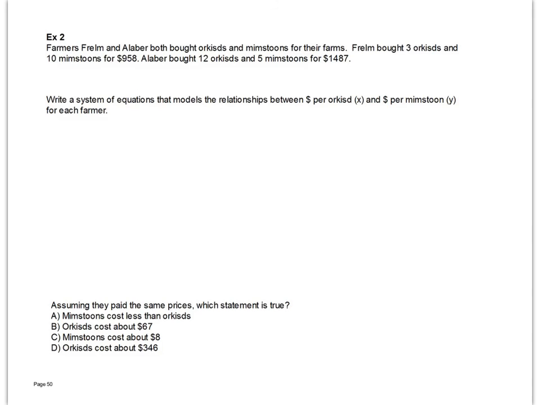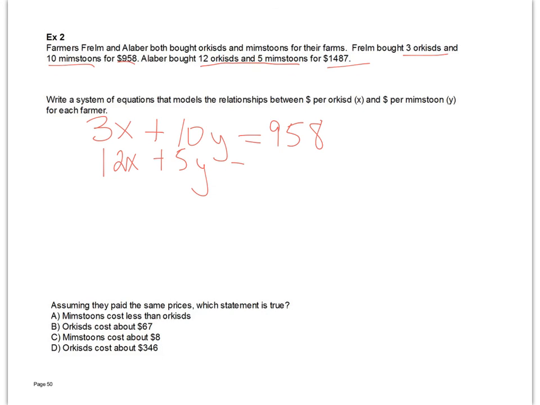We have farmers Frelm and Algebra, who both bought Orksteads. I never can say that one. And Mimstoons for their farms. Frelm bought 3 Orksteads and 10 Mimstoons for that much, and Algebra bought 12 and 5 for that much. So the system of equations: 3 Orksteads plus 10 Mimstoons equals $958, and that's for Mr. Frelm. And Algebra, well, she bought 12 Orksteads and 5 Mimstoons for $14.